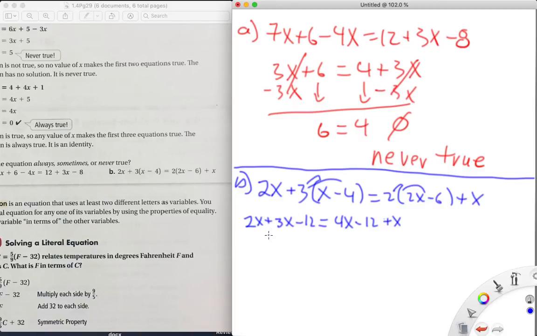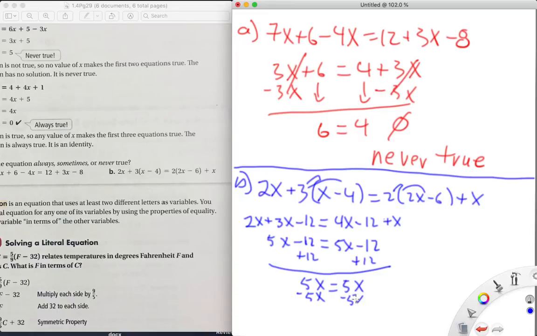Alright, combine like terms. 5x minus 12 equals 5x minus 12. Add 12 to both sides. I get 5x equals 5x. Subtract 5x from both sides and I get 0 equals 0. When you get 0 equals 0, that tells me that it's an identity. So I write IDT. This is an identity, meaning this is always true.